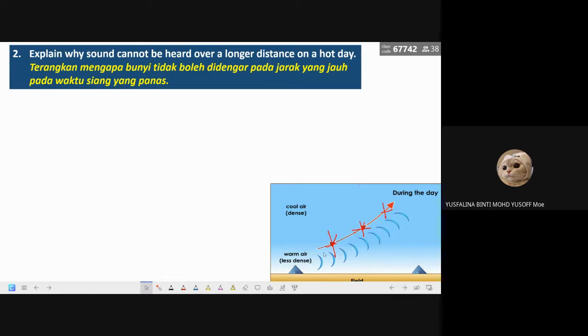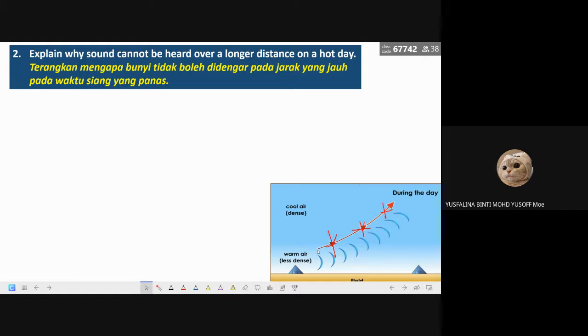I already told you just now, when sound travels from the less dense to the dense area, or maybe other kinds of waves, maybe water waves also, if they travel from the less dense to the dense area, it will be refracted, away or towards.